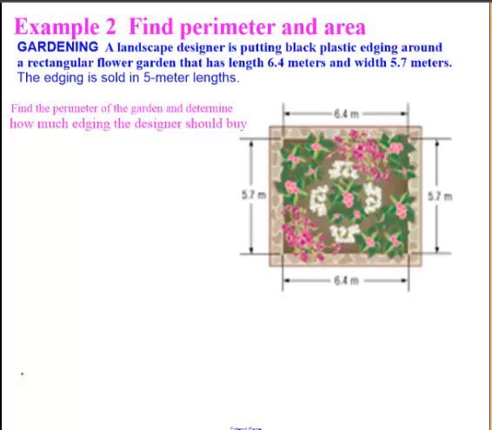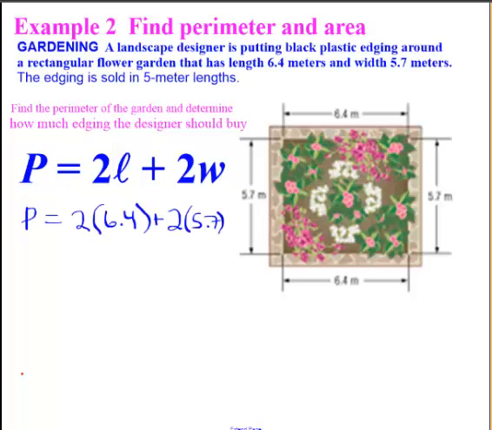So the first thing we want to do is pull up our perimeter formula. Since this is a rectangle, we're going to use perimeter equals 2 times the length plus 2 times the width. So if we look at our picture, our length is 6.4 and our width is 5.7. So we can just calculate this. 2 times 6.4 and 2 times 5.7. The perimeter would equal 12.8 plus 11.4, so our perimeter is 24.2. So the perimeter of the garden is 24.2 meters. The designer needs to buy 25 meters of edging or 5 pieces.